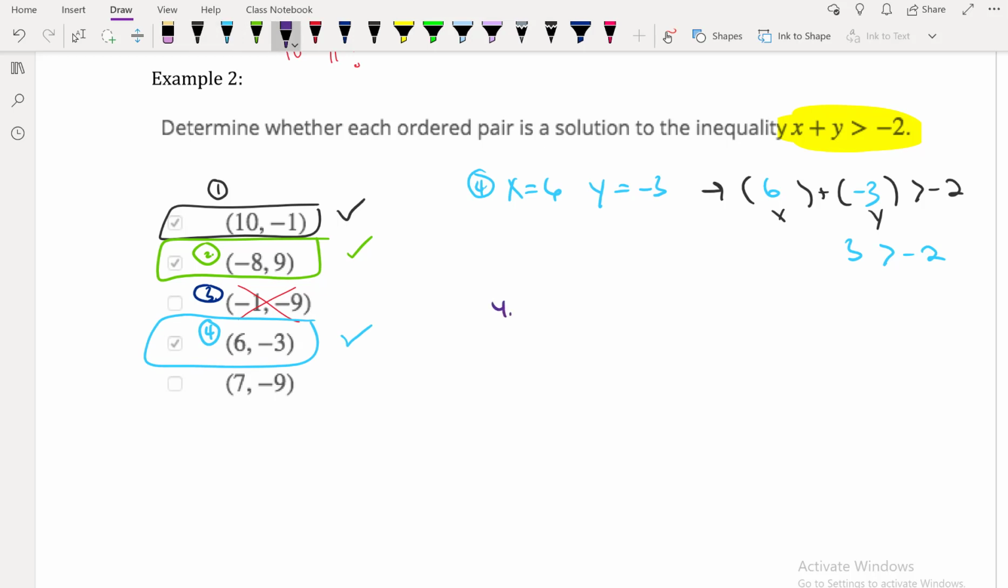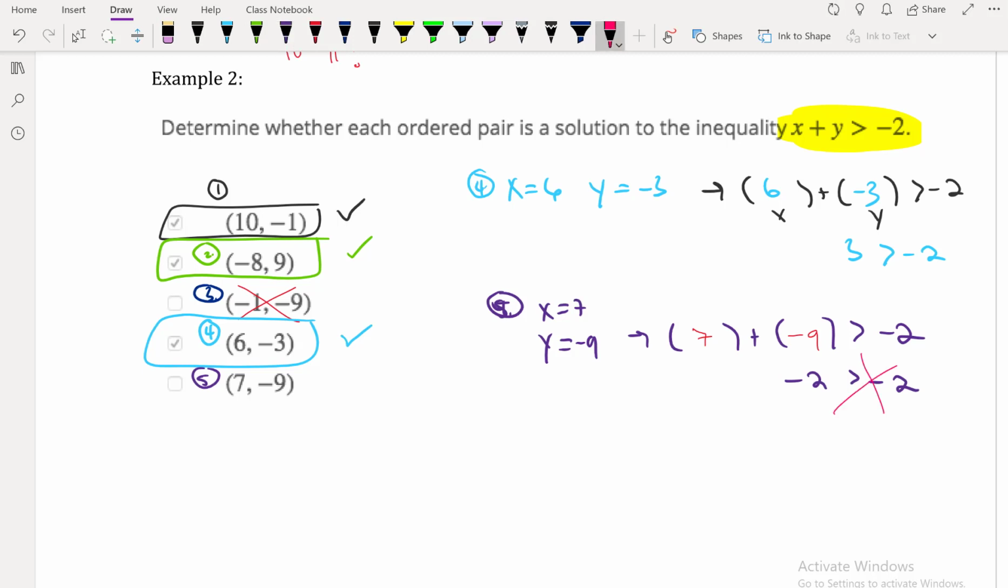Now I'm going to try it with our 5th equation here. I have x is equal to 7 and y is equal to a negative 9. I have my x plus my y greater than negative 2. The x value is 7, the y value is negative 9. I have negative 9 and 7. That'll give me a negative 2. Negative 2 is not greater than negative 2. It would have to be greater than or equal to. So this does not work out. So we did not include that answer.